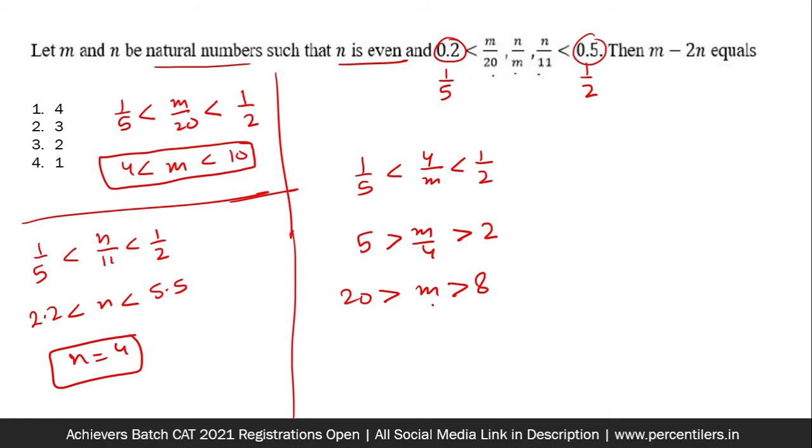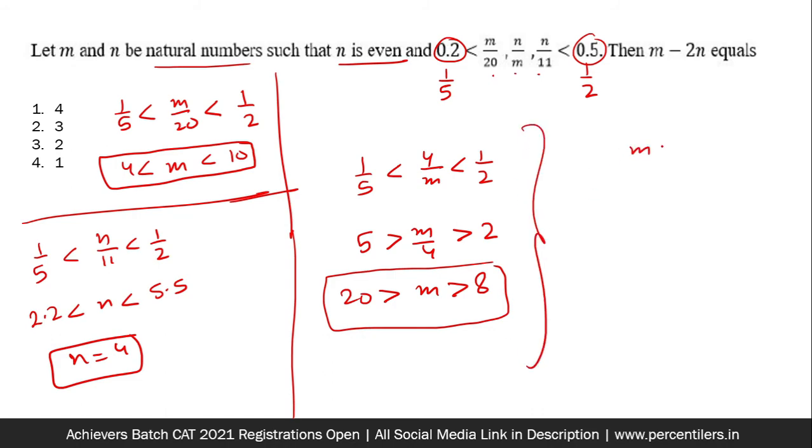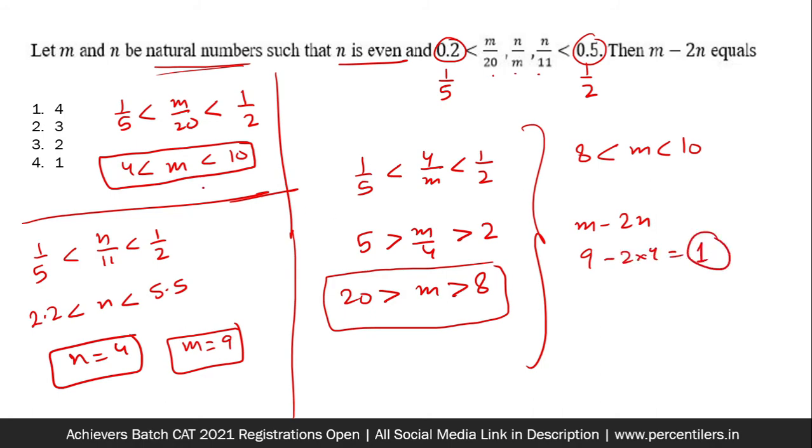So now we have two inequalities for m, two ranges for m. According to one, m is going to be between 4 and 10. And according to the other, m is greater than 8. So if we conclude m is something which is less than 10 and greater than 8 and is a natural number, I think we have a unique value of m as well. So we have to find m minus 2n, which is 9 minus 2 into 4. The answer is the fourth option, 1.